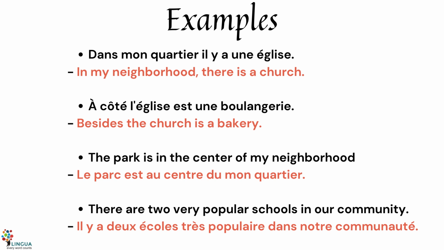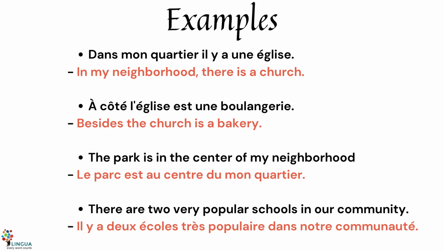There are two very popular schools in our community. Il y a deux écoles très populaires dans notre communauté. Or you can say, il y a deux écoles très populaires dans notre quartier. You can probably use the words community and neighborhood interchangeably. These are just some sentences which I came up with, and you can see how realistic they are in the real world.